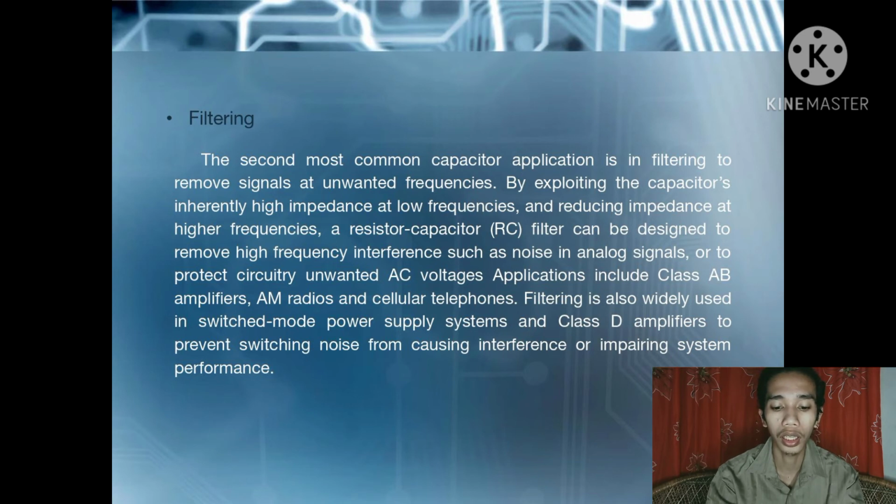Filtering is to remove signals at unwanted frequencies by exploiting the capacitor's inherently high impedance at low frequencies and reducing impedance at higher frequencies. A resistor capacitor RC filter can be designed to remove high frequency interference such as noise in analog signals, or to protect circuitry from unwanted AC voltages. Applications include Class AB amplifiers, AM radios, and cellular telephones.